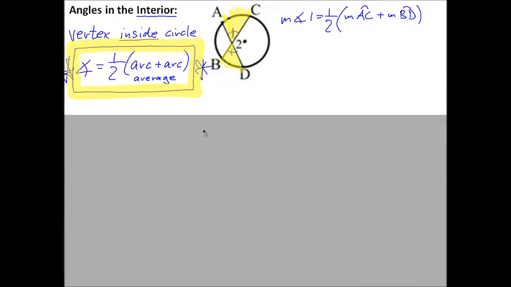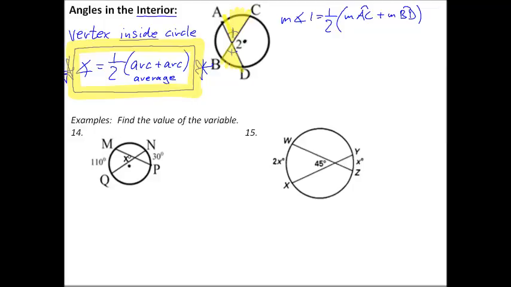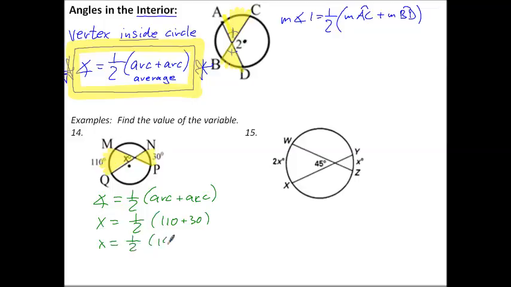So let's look at some examples. And again, we have to find the value of the variable. Let's switch on our flashlight. Here we have our angle X, and it creates the intercepted arc MQ on the left and the intercepted arc NP on the right. We have the measurement of both of these arcs, and our formula says the measurement of the angle is equal to 1/2 the measurement of one arc plus the measurement of the other arc. X is equal to 1/2 times 110 plus 30. That means X is equal to 1/2 times 140, or X is equal to 70 degrees. That's the measurement of our angle.